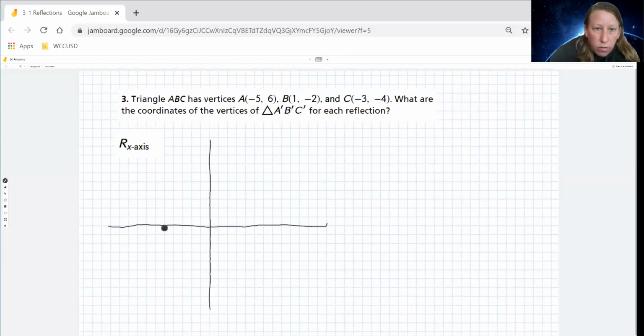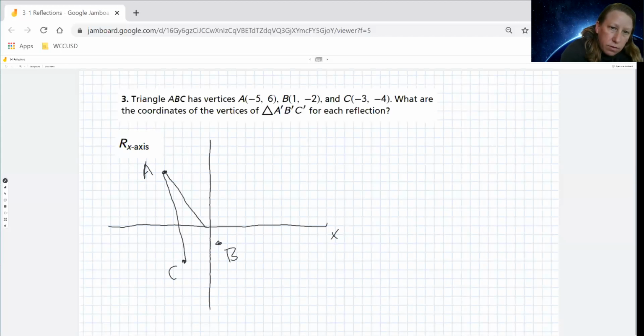1, 2, 3, 4, 5. 1, 2, 3, 4, 5, 6. Okay, there's point A. This is the x-axis. Point B is 1, -2 right here. And point C is over here at -3, -4. It's kind of an acute triangle, kind of tall, maybe almost isosceles.